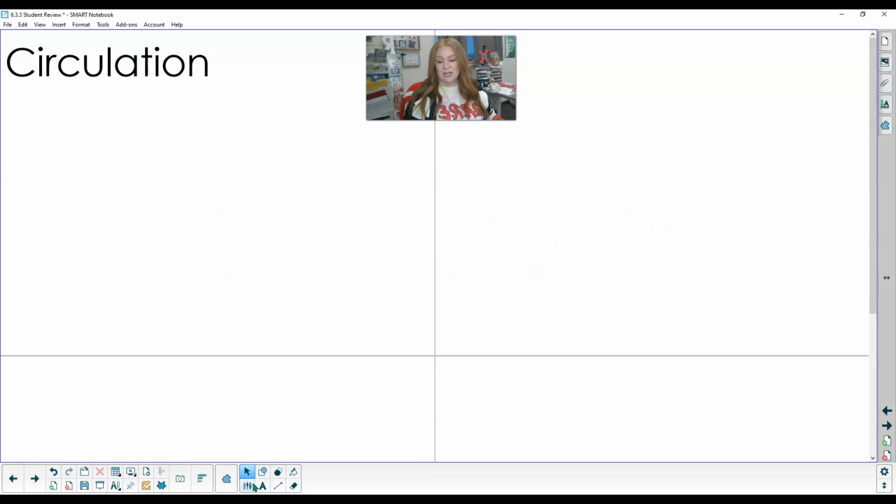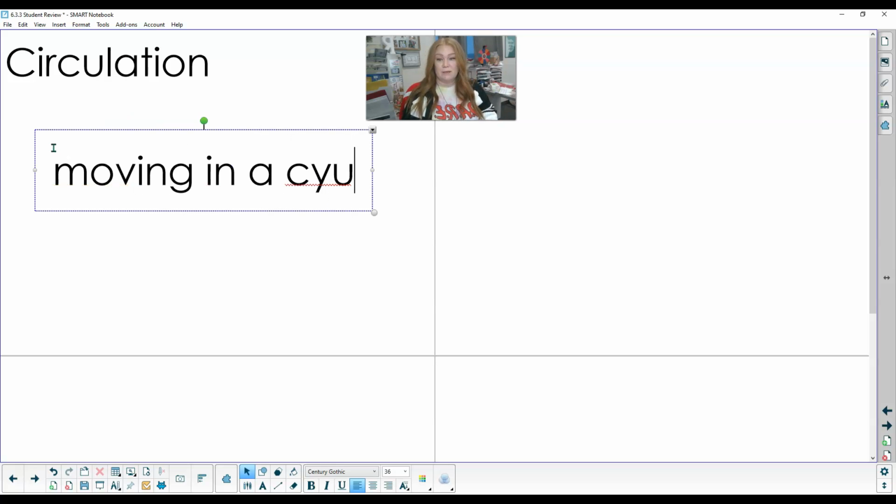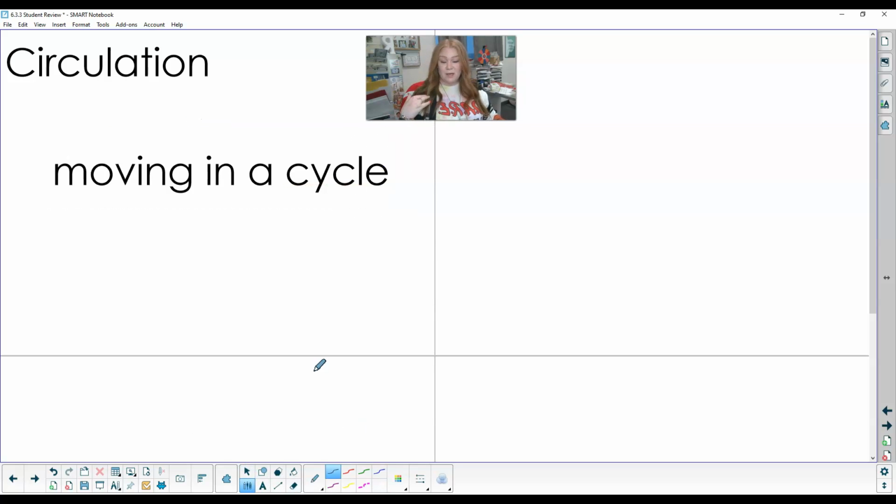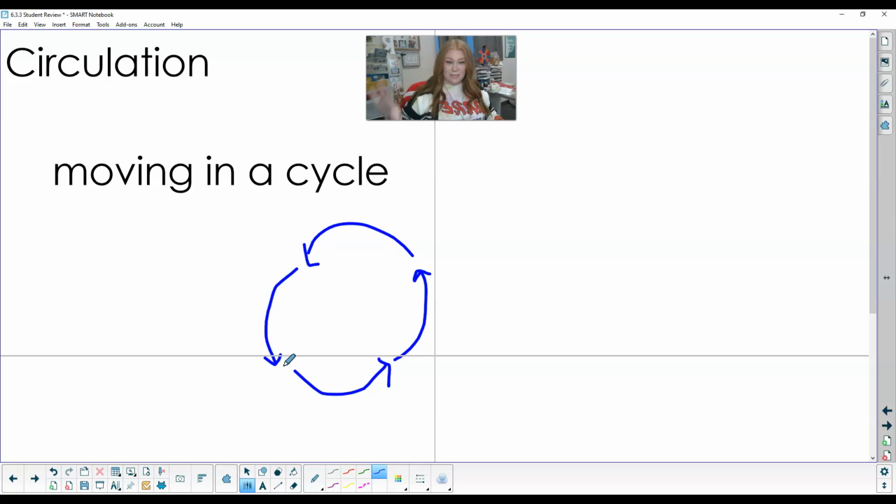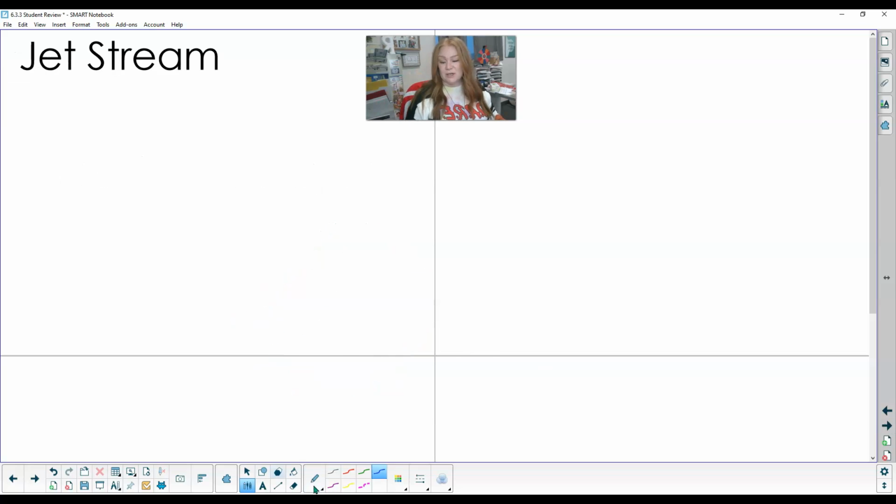Circulation means it is moving in a cycle. I could have drawn something to show that it is cycling around. If it's circulating, it's going in a circle. Air circulates, water circulates. They are moving in a cycle, and they have a particular way that they move. But just the word circulation just means it's constantly moving.